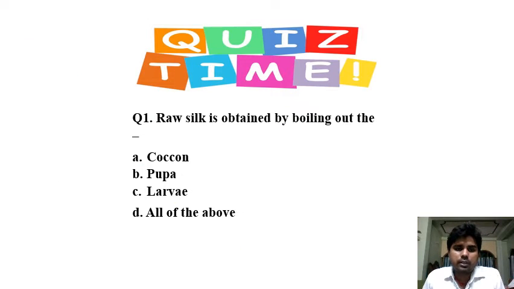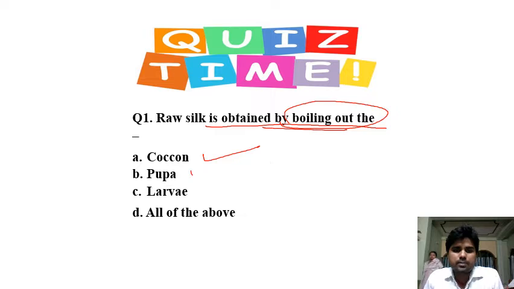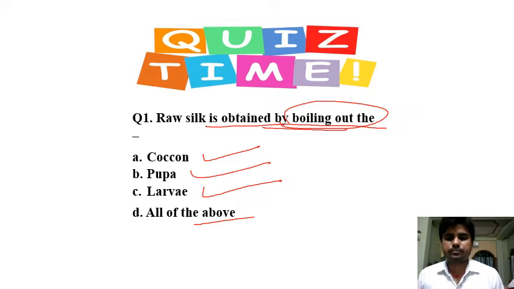Now tell me student, the raw silk is obtained by boiling out dash. What is boiled? Is it cocoon, pupa, larva, or all of these? What is boiled? I am giving you 30 seconds to answer it.